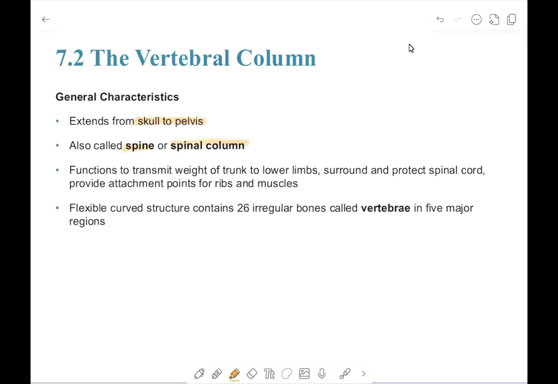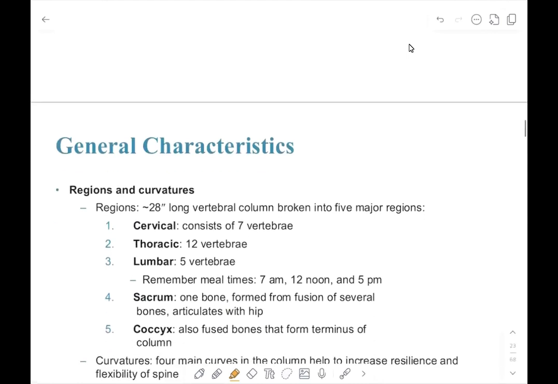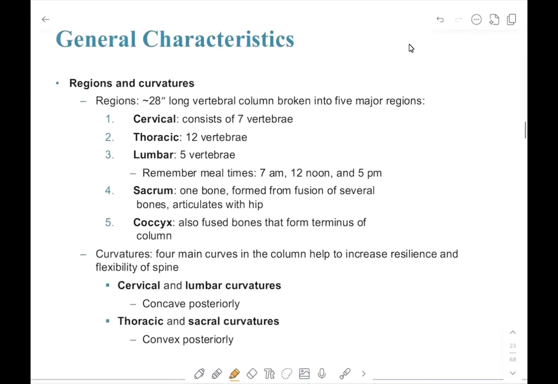It transmits weight of the trunk to the lower limbs, surrounds and protects the spinal cord, and provides attachment points for ribs and muscles. The flexible curved structure has 26 irregularly shaped bones called vertebrae that are in 5 major regions. So our next slide shows us our general characteristics. The regions are about 28 inches long, broken into 5 major regions.